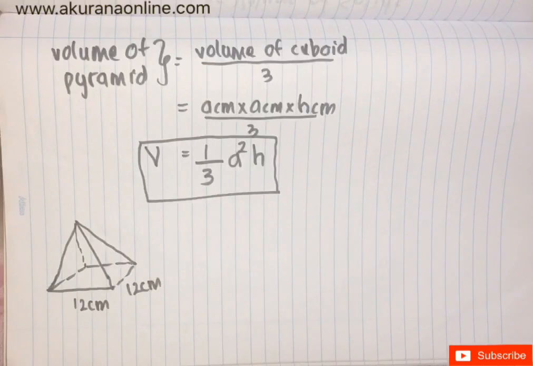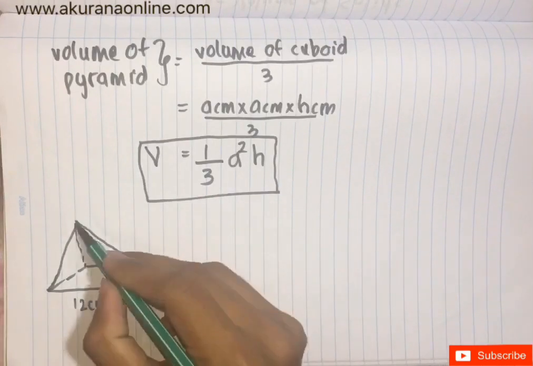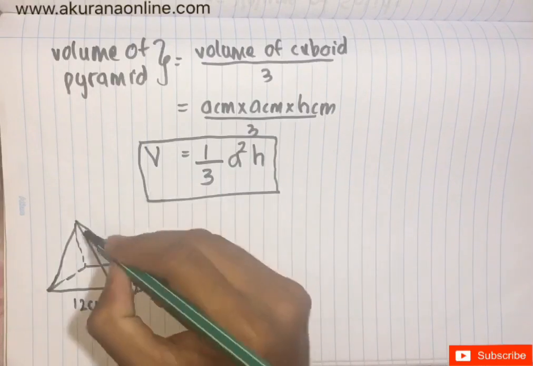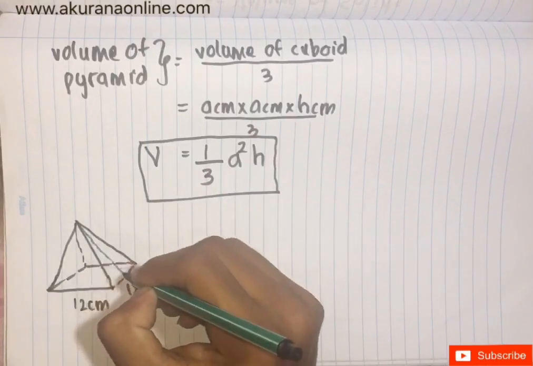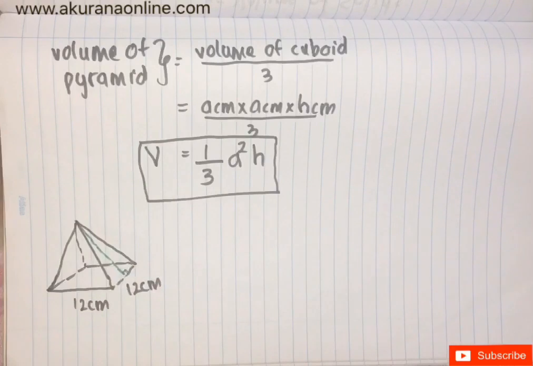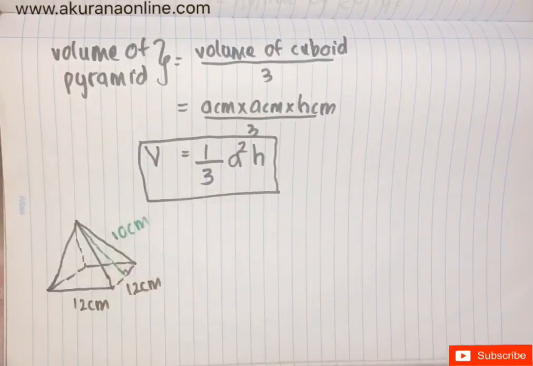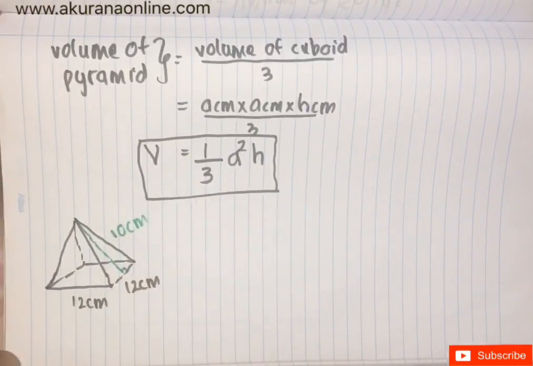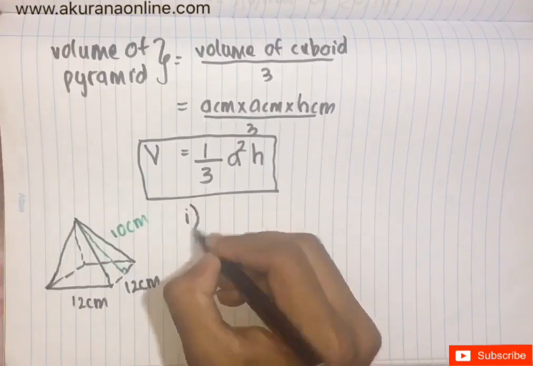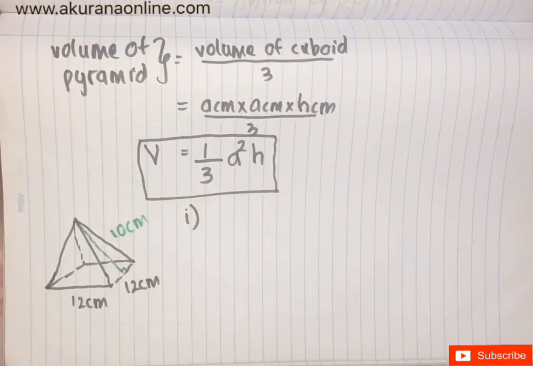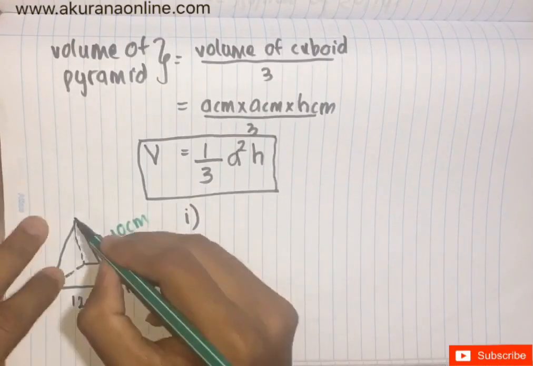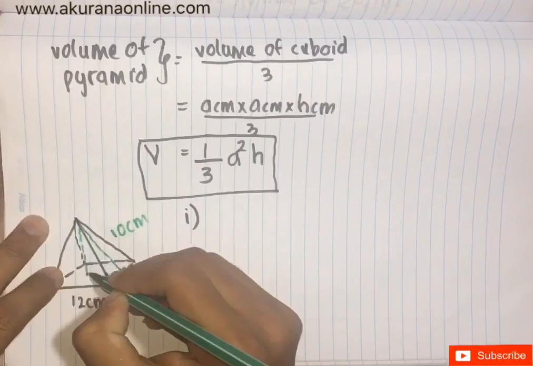Also, the slant height is equal to 10 centimeters. Observe here. They have not given you the normal perpendicular height. They have given you the slant height. That is, slant height is equal to 10 centimeters. Clear? Now the first one, Roman number 1, you have to find out the height. Height means you have to find this perpendicular height.